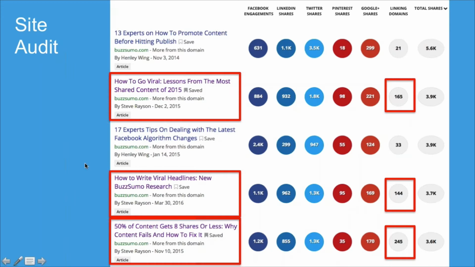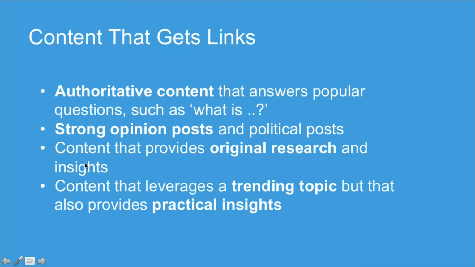This is research I did over the last month or two, and I found a number of different types of content. The first was authoritative content that answers questions, and that tends to be as simple as a what is question, but there are other questions too. Strong opinion posts tend to do very well on links. Content that provides original research also tends to do well. It doesn't have to be content where you've done the research yourself. It could be you're commenting on original research. That tends to do well as well.